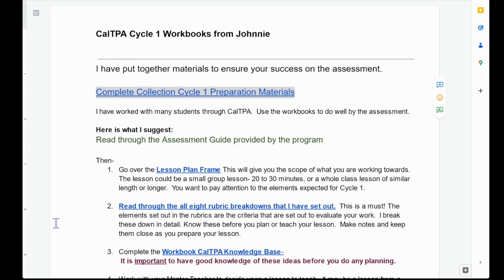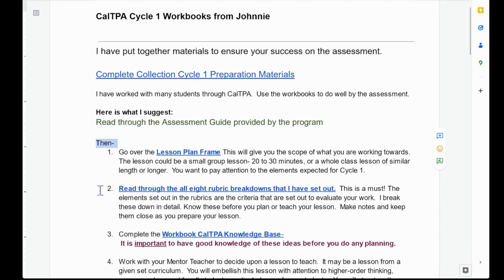Let's look through a scheme to help you prepare for Cycle 1. Here's what I suggest. Start by reading through the assessment guide provided by the program. It has a lot of detail in it. Do go through it in a way that makes good sense to you, knowing that when you use the workbooks and tools and guides that I set out, they'll make more sense to you. The whole guide will make more sense to you. After that, I have suggestions for how to use the tools I've set out.